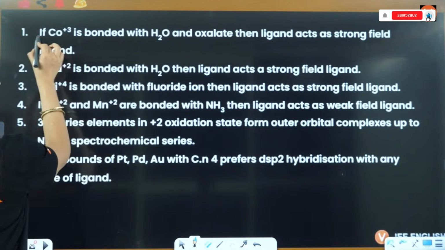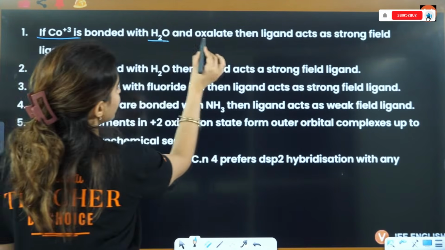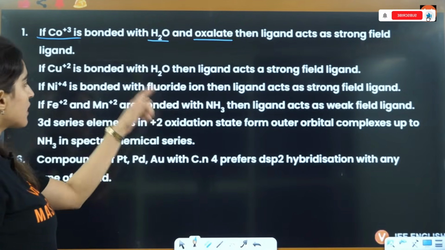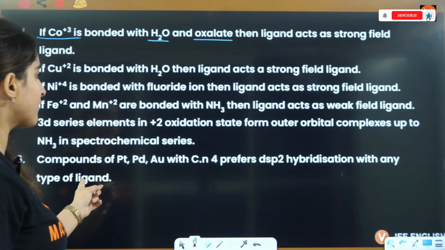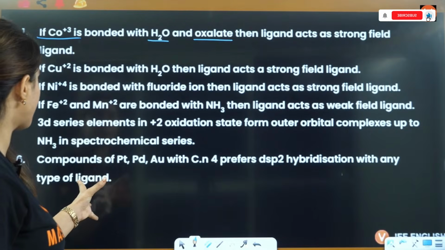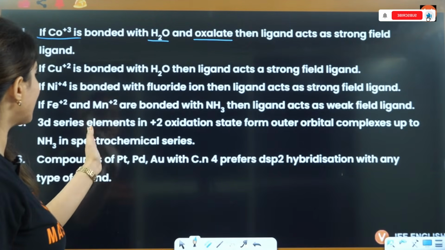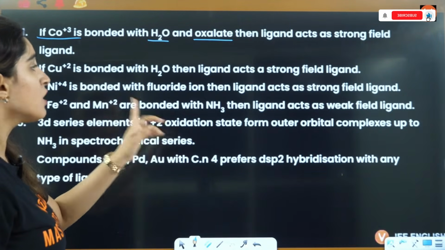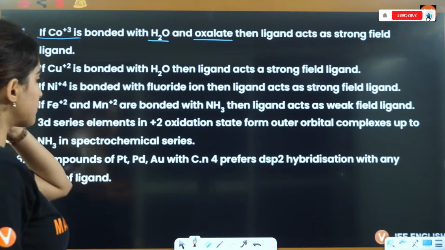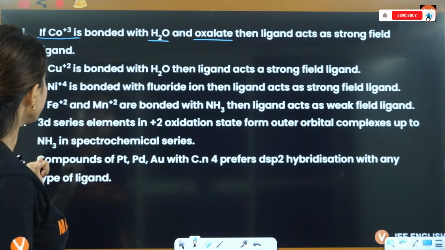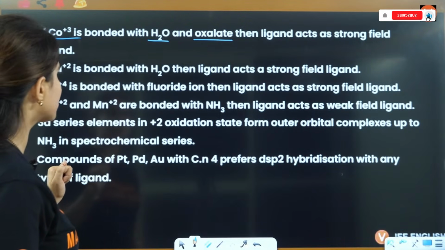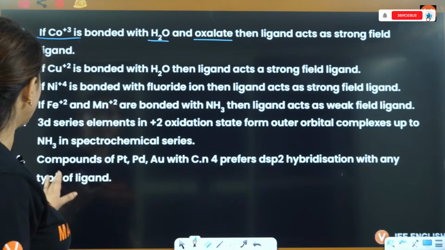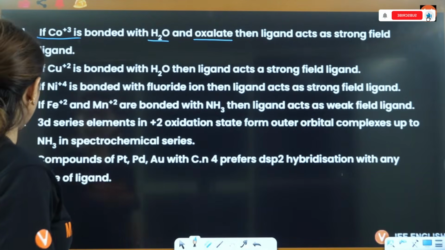If you see, cobalt 3 positive is bonded with water and oxalate. These are, if you see with ammonia, do we have any exception? Do we have any exception? 3D series elements in +2 oxidation state form outer octahedral complexes up to ammonia. I think we don't have any as such exception with ammonia. This acts as a weak field ligand, yes.